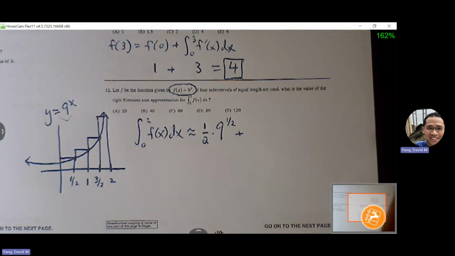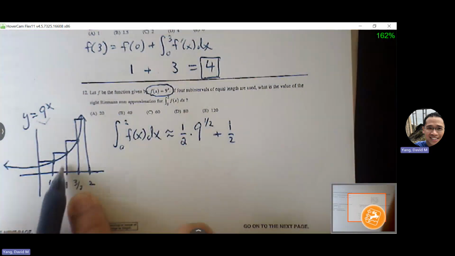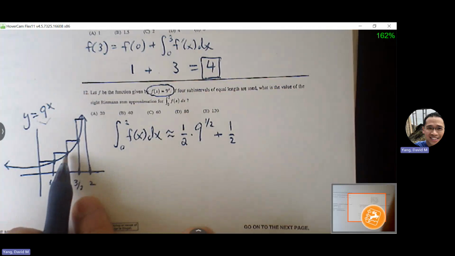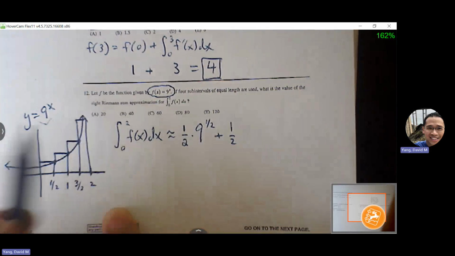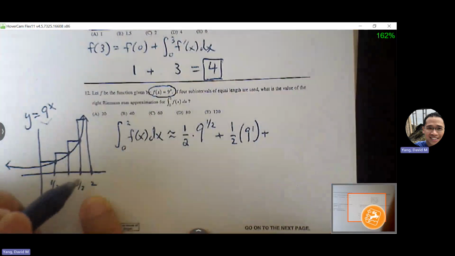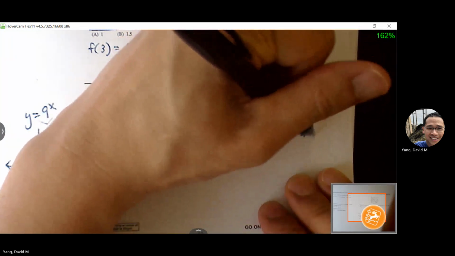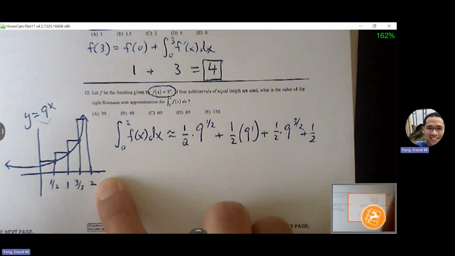We just go down the line and repeat this process for each of our rectangles. 1/2 times 9 to the 1/2. Second rectangle is connected at 1, so plug 1 in for x: 9 to the first power. Third rectangle, f of 3/2, so 3/2 in for x. And then f of 2.